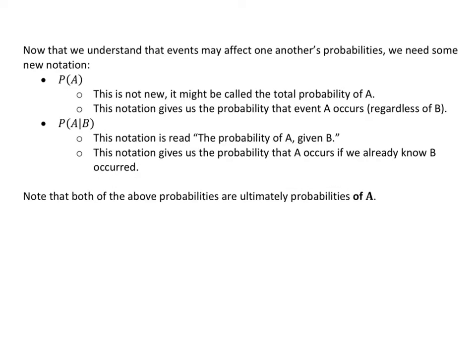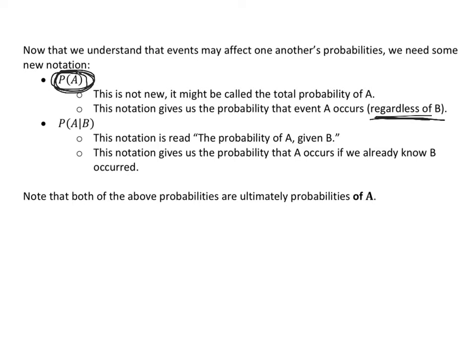So now that we have some new vocabulary, we can think about notation. First I want to cover notation you guys already know. You have already seen this notation, P of A. It might be called the total probability of A. This notation just gives us the probability that A occurs, regardless of B. So even if it's connected to B, if I just write this, it means I don't really care about B. I just want to know what the probability of A happening is.